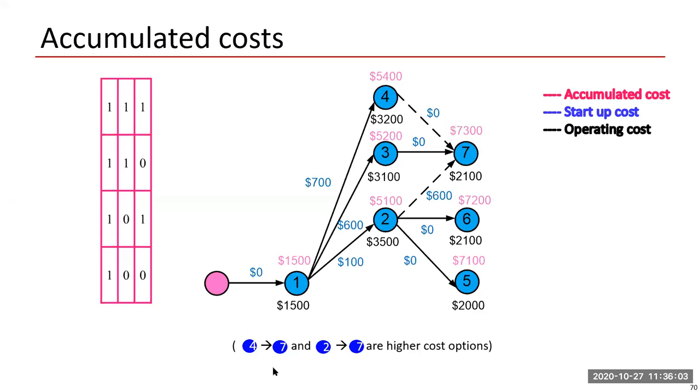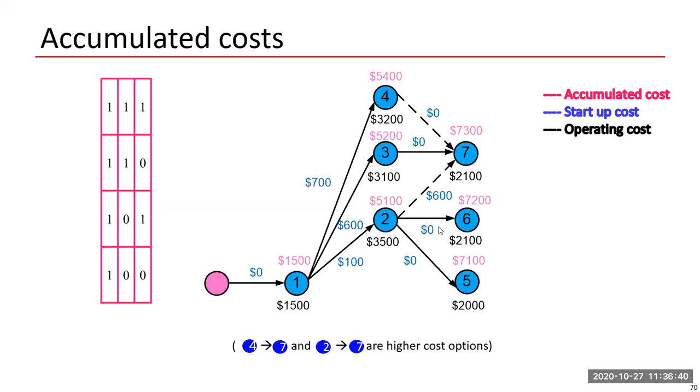You get the point? The explanation is given at the bottom: the 4 to 7 transition and the 2 to 7 transition incur higher cost. So I will go for the least cost path, which is this one in the solid color. If you calculate it, you will get 7300. Of course, you can calculate the other two, and you will find that they give higher costs than 7300, so they would not be considered further.